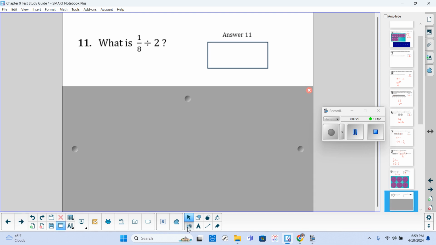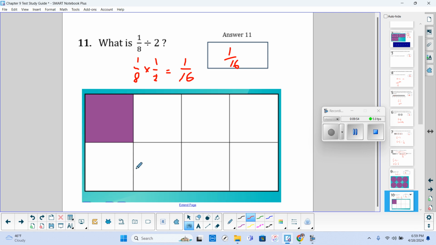1/8 divided by 2 is the same as multiplying by the reciprocal, 1/2. So that gives me 1/16. So if I take 1/8 and divide it by 2, I get 1/16. All right. This visual is going to be a little bit different, but I'm going to show you anyway.